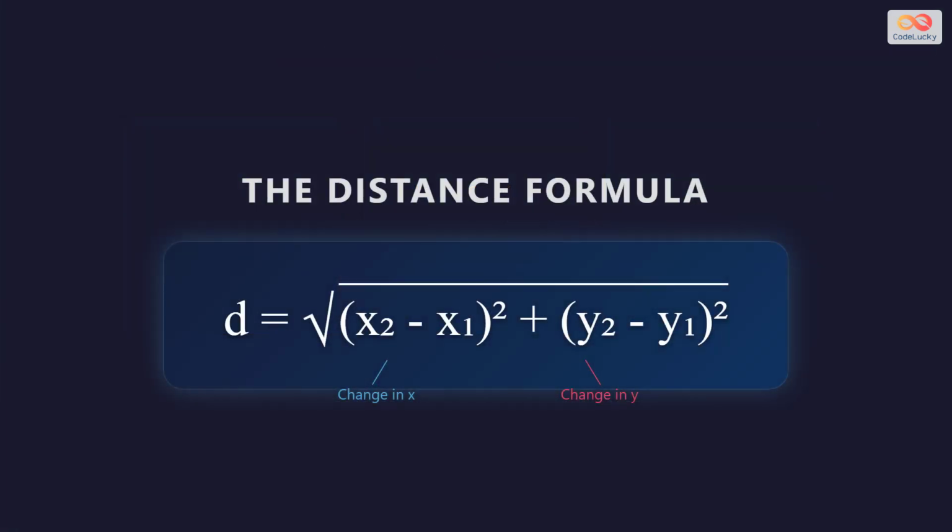And here is the result, the distance formula. Distance d equals the square root of the change in x squared plus the change in y squared. This powerful formula works for any 2 points on a flat plane.